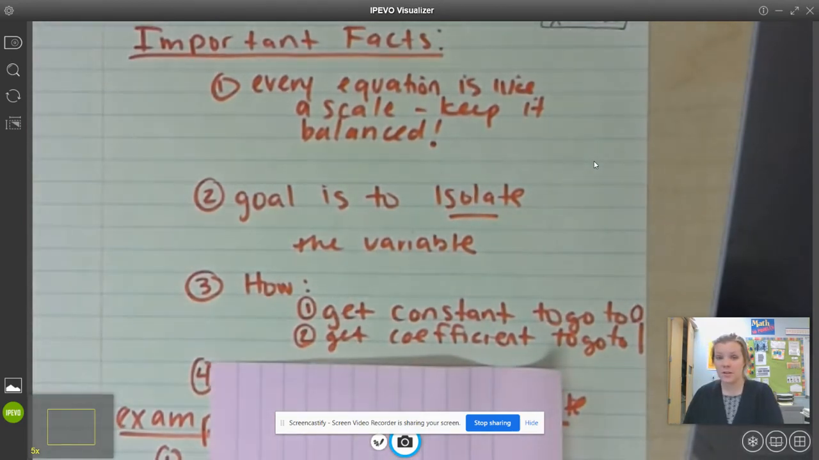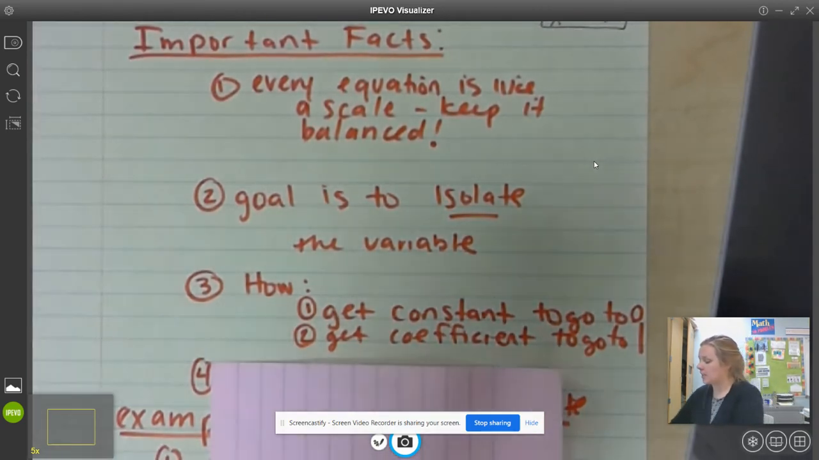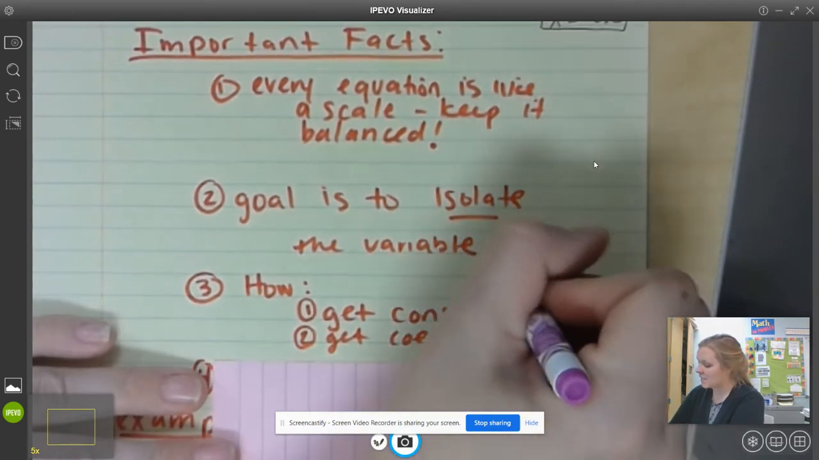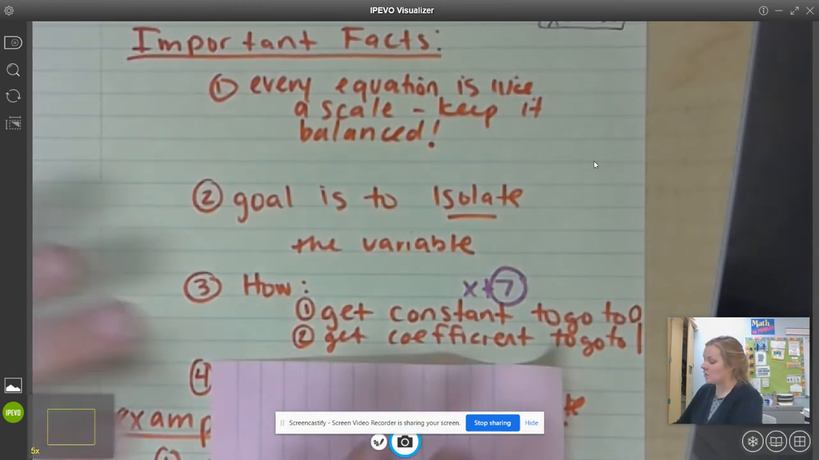The way we're going to do that, the how, is we're going to make the constant go to 0. Remember, a constant looks like this. If I have x plus 7, the constant is the 7. We need that 7 to go to 0 because then x is alone. That's the additive identity. Adding 0 doesn't change the answer.